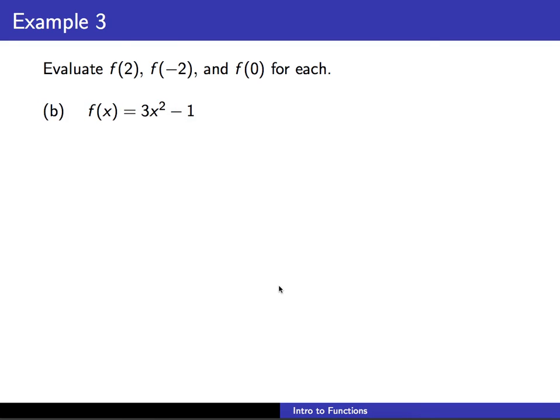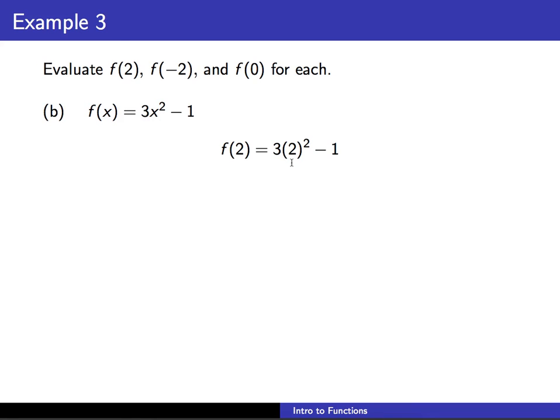For example 3b, we have f of x equals 3x squared minus 1. So now we have a function whose whole purpose in life is to square whatever you give it, then multiply that result by 3, and then subtract 1. So remember our order of operations, we got to do our exponents before our multiplication. So this one is going to square whatever we give it, multiply that by 3, and then subtract 1 from that result, and give us back whatever the answer is.